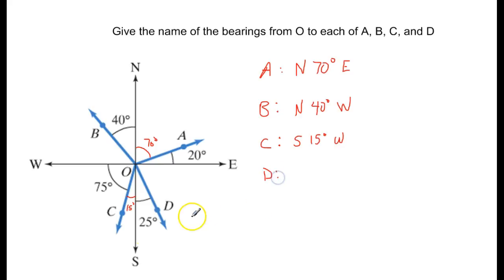All right, and then D. D is, again, that angle is off of the south, so D is ready to go. It is south 25 degrees east. All right, we're 25 degrees east to south, 15 degrees west to south, 40 degrees west of north, 70 degrees east to north. Okay, but always put the north or south first, and then the degrees off of north or south in the direction of east or west last.